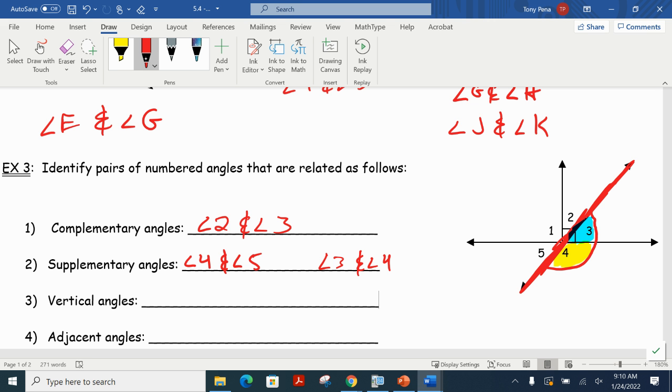Now, similar to kind of what Assad said here, this is 180 over here. So this must also be a 180-degree angle, but it's comprised of three angles, and that's why we wouldn't consider them supplementary. Okay.